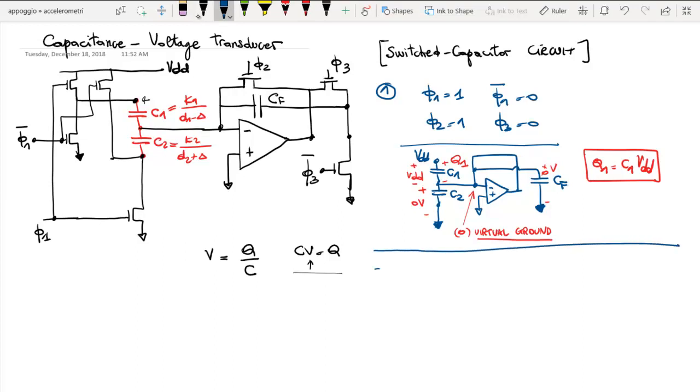Now, second phase, we have a switch of everything. So phi 1 goes to 0, phi 2 goes to 0, and phi 3 goes to 1. Now, of course, things change. What happens is that, let me draw again C1 and C2.